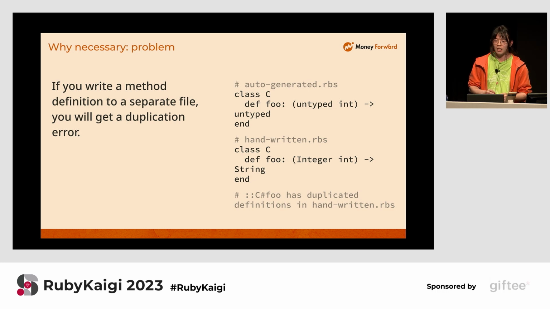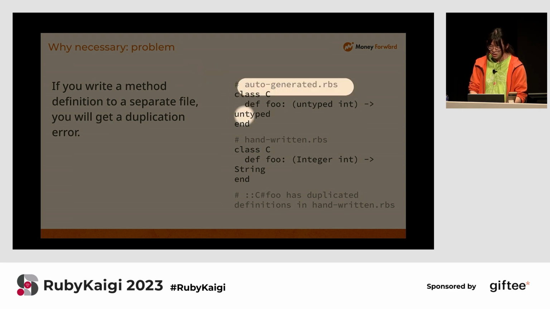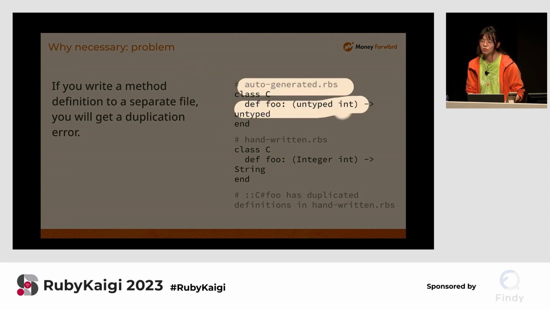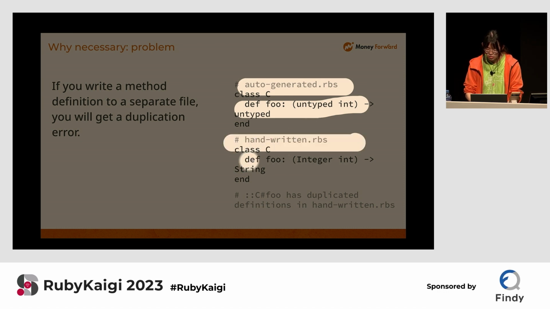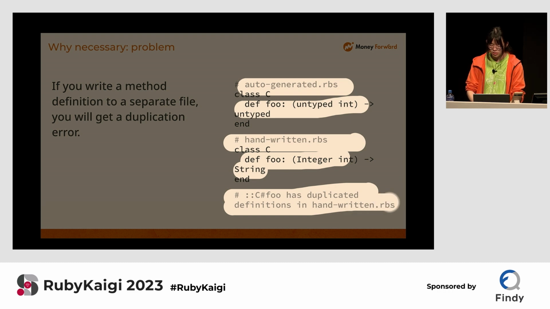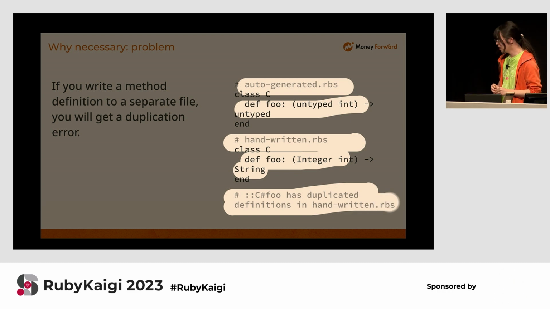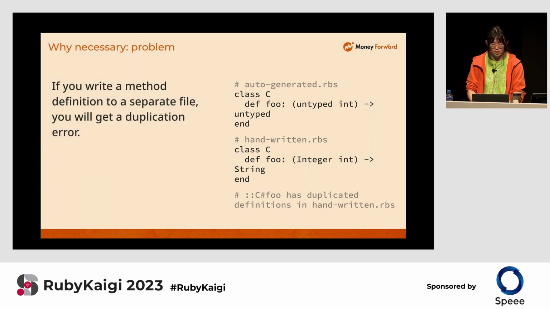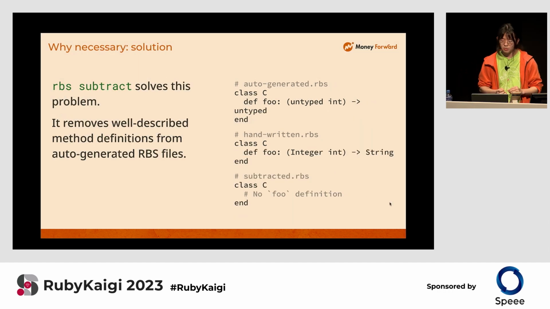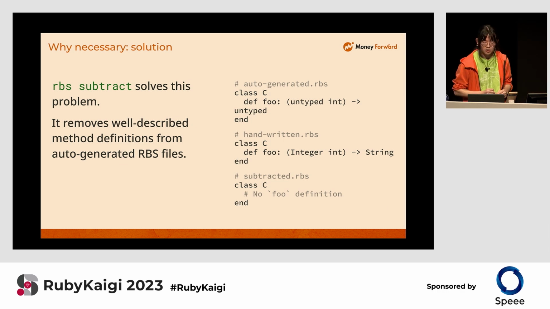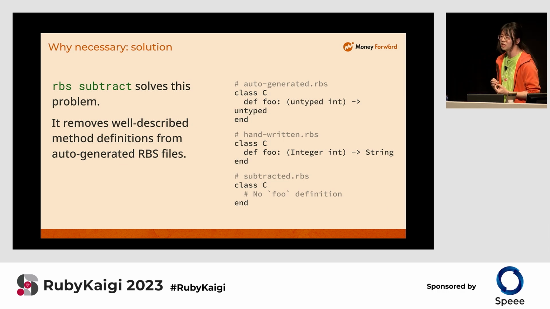But in this case, there is also a problem because RBS does not allow duplicate method definitions. It means the auto-generated RBS has an untyped foo method, and the handwritten RBS has the same method, but typed. In this case, RBS raises an error because RBS does not allow duplicate definitions. So the solution is RBS subtract, because it removes the duplication.